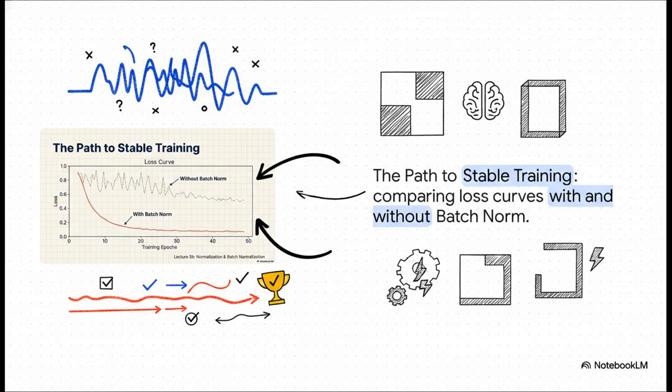And here it is. This is the proof. Just look at this graph. On top, you've got that jagged, chaotic line. That's a network training without batch norm. You can see it's struggling. It's all over the place. Now look below it. That smooth, confident red line is the exact same network, but with batch norm. It converges quickly, smoothly, and it gets to a much better result. I mean, this picture says it all, doesn't it?